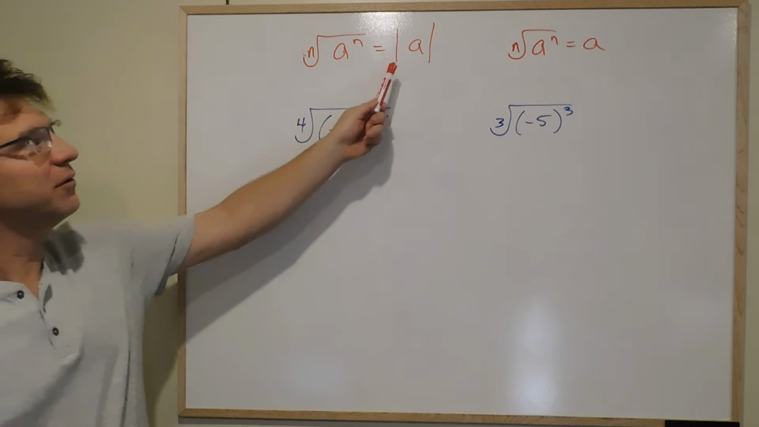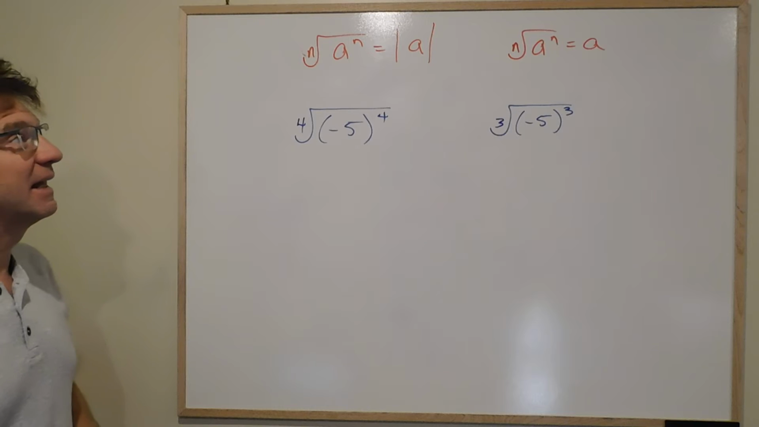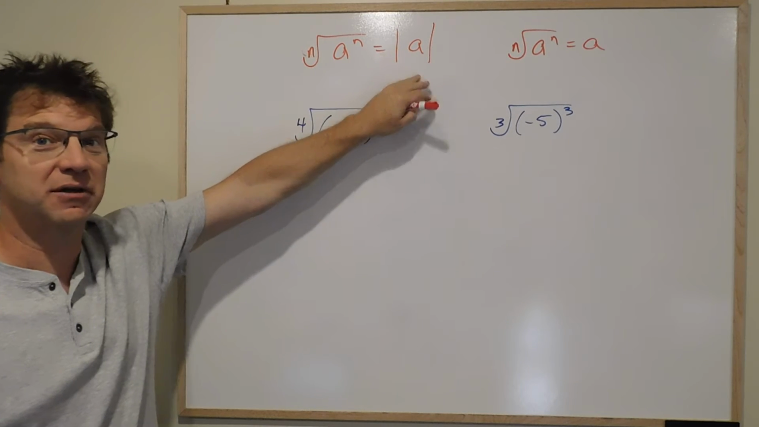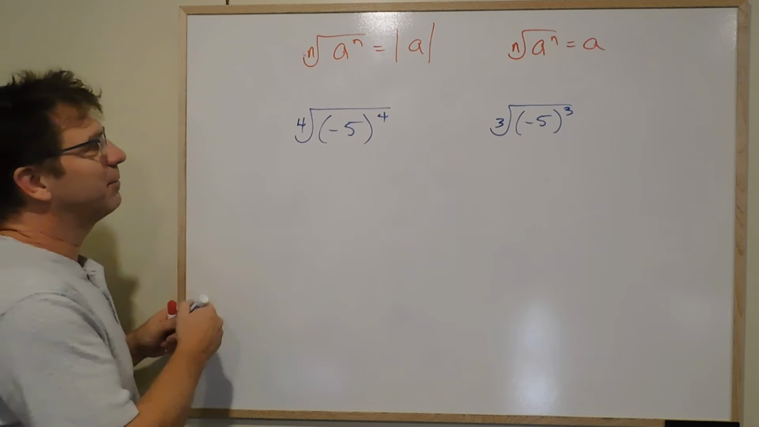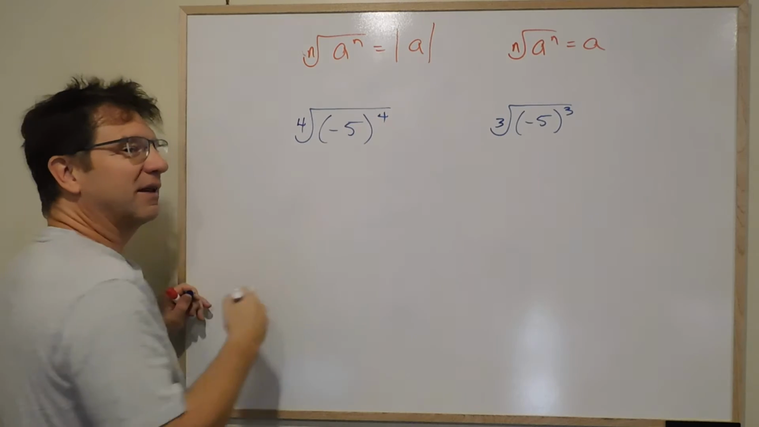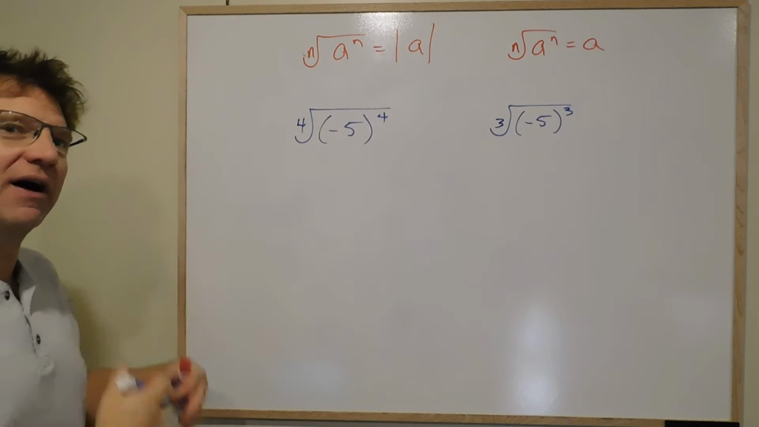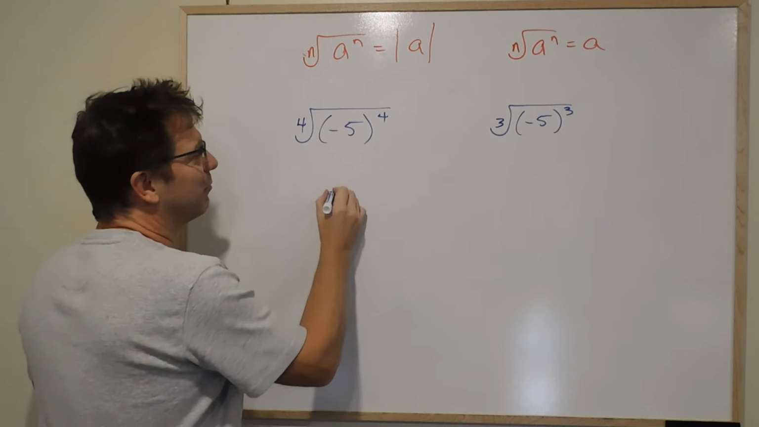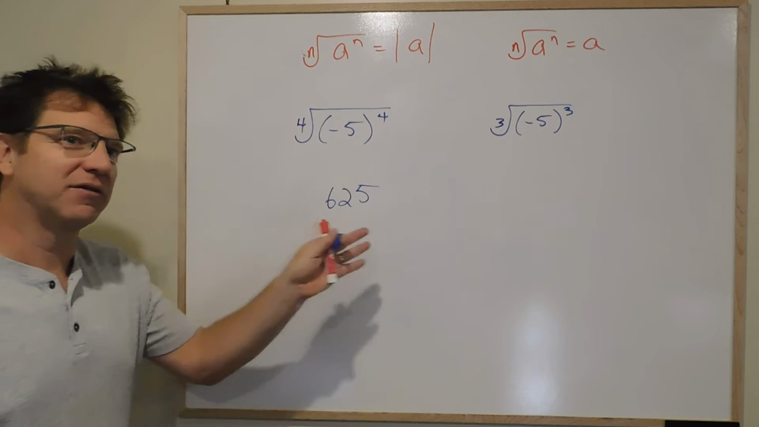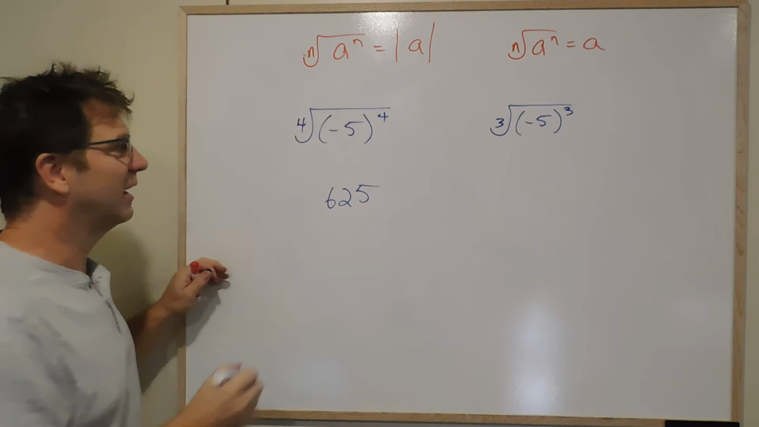And what absolute value means, remember, is that the answer is always positive. So this just means the answer is always going to be positive. So what happens here is if we take negative 5 to the fourth, that's negative 5 times negative 5 times negative 5 times negative 5, we're actually going to get a positive value of 625. Because negative times negative times negative times a negative is a positive.